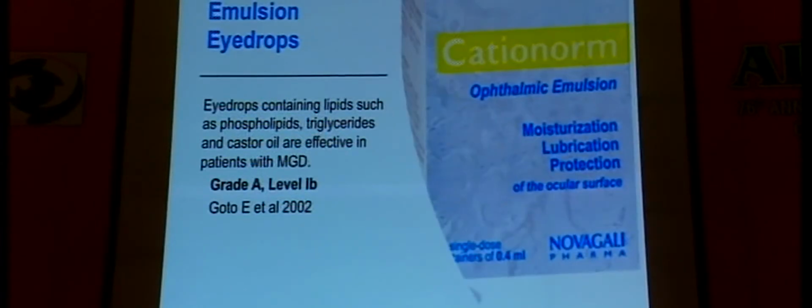How about lipid-containing emulsion eye drops? It is very effective for meibomian gland disease, a grade A recommendation. Mucin secretagogues, this has recently been released by Santen, a grade A to B recommendation. It shows that mucin secretagogues can improve the subjective symptoms and the objective markers of dry eye over and above that of the artificial tears.